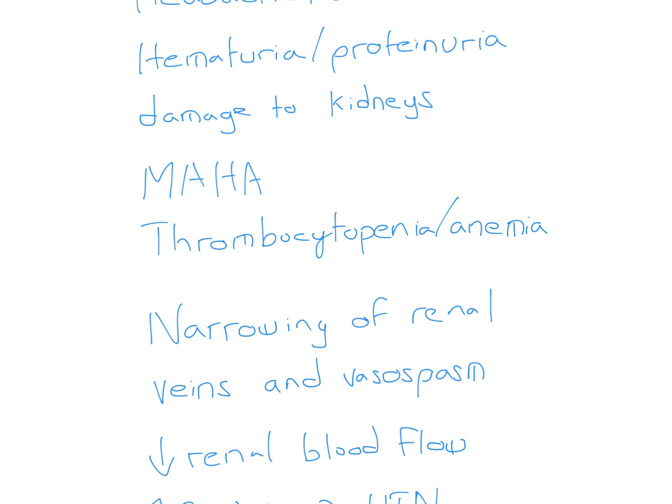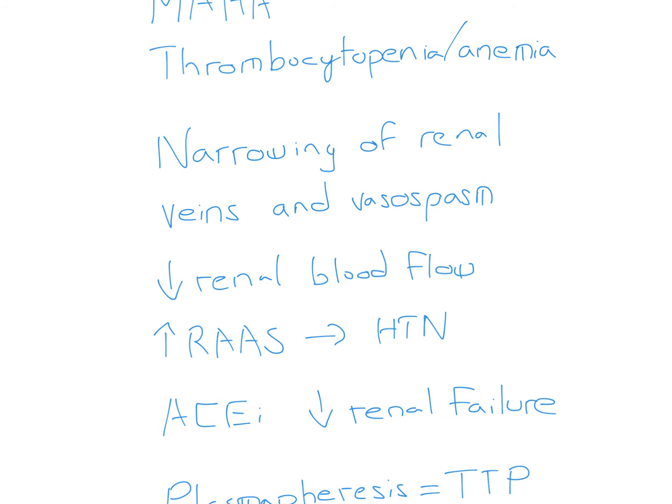The pathogenesis of this is going to be the narrowing of the renal vessels and vasospasm of these vessels. If you have narrowing of these vessels, you're going to get decreased renal blood flow. Once the kidneys are being deprived of blood, you're going to have an increase in the RAS system because the renal vessels detect that there's decreased blood flow, and it responds by thinking that you're volume depleted. And so it's going to increase RAS, and it's going to lead to hypertension.